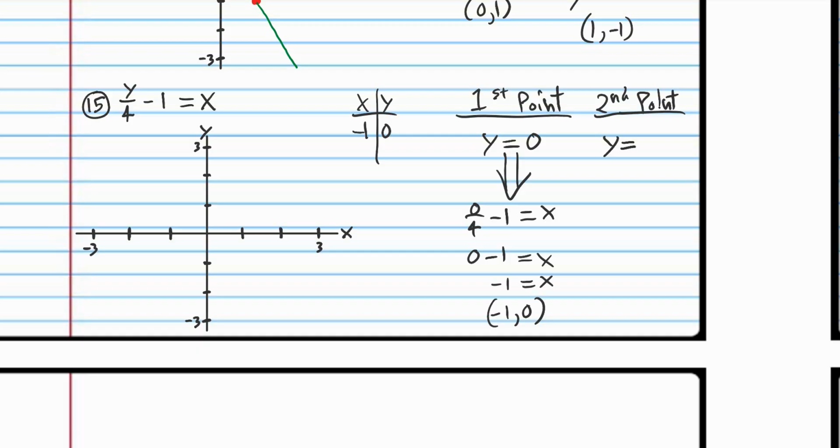Now I will choose, looks like we have the same situation here where we may have to change the scale, but this time instead of changing the scale, I'm just going to use a fraction. So I'm going to plug in 3. So then we have 3/4 minus 1 is equal to x. And that would be 3/4 minus 4/4, because 1 is the same thing as 4/4. And 3/4 minus 4/4 is -1/4.